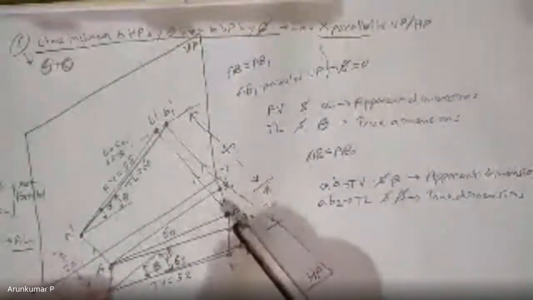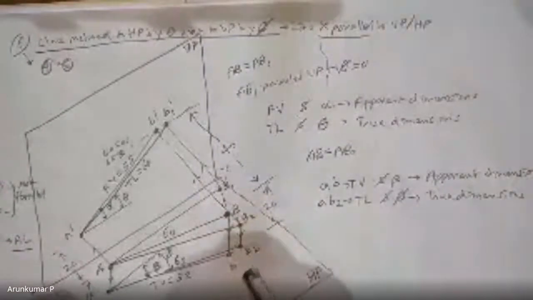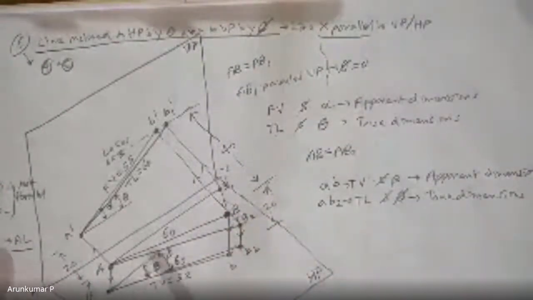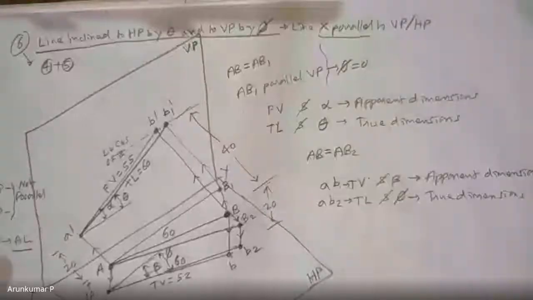Okay. Now the takeaway here is very important. If a line is parallel to a plane, you will get the true length of that line on it. This is the first thing.